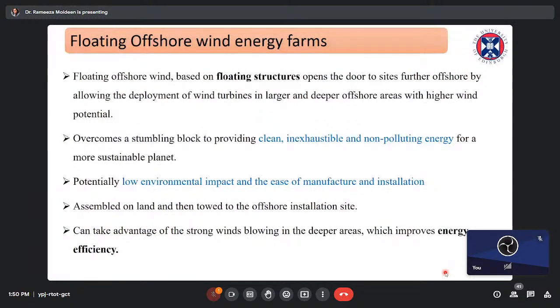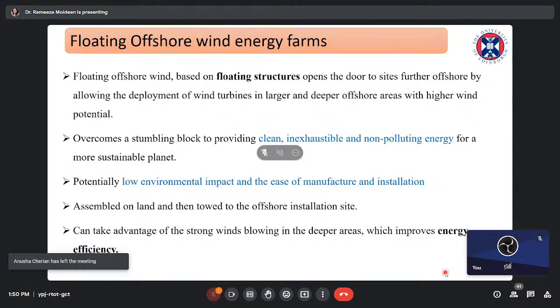And then coming to the floating offshore wind energy farms. As I said, the main advantage of floating offshore wind energy will be less material. Floating structures open the door to sites further offshore, and when we go further offshore, the wind there is stronger. So we can utilize more wind power to generate electricity by allowing the deployment of wind turbines in larger and deeper offshore areas with high wind potential. The megawatts of electricity generated can increase, like from 8 to 15 megawatts, as we go offshore.